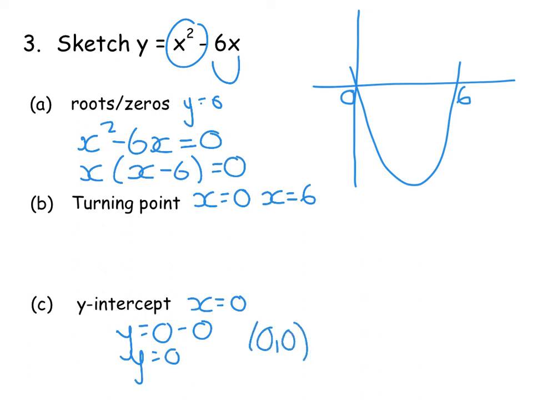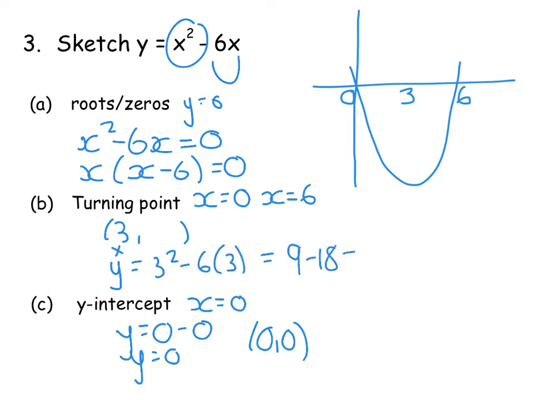Right, the last bit to do is get my turning point. Bang in the middle of 0 and 6 is an easy one. It's 3. So I'm going to sub in the number 3 for my x. So y equals 3 squared minus 6 times 3, which is 9 take away 18, which is minus 9. So your turning point is (3, -9). So that's all the information you need there. You need the shape, the roots, the y-intercept, and the turning point labelled.